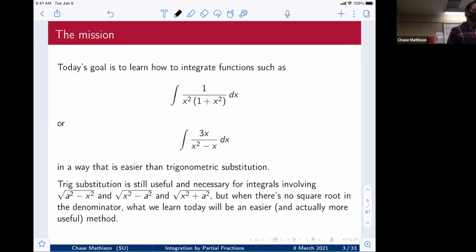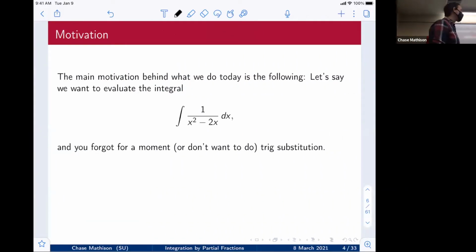What we learn today won't put any restrictions on x when we use this method. Okay? So that's an overview of what we're doing, why we're doing it. Always ask, why am I doing this? Why am I here? Okay. So the main motivation is we want to integrate stuff that looks like this.